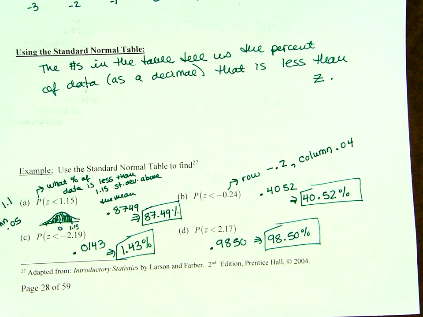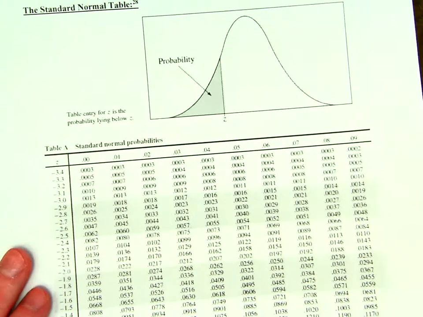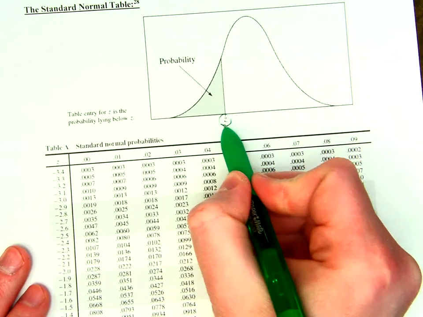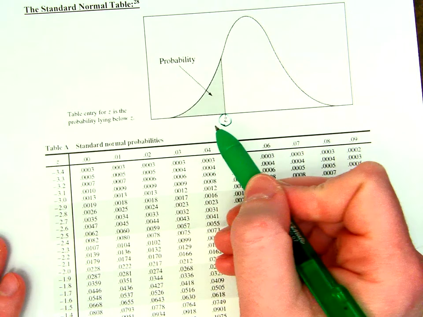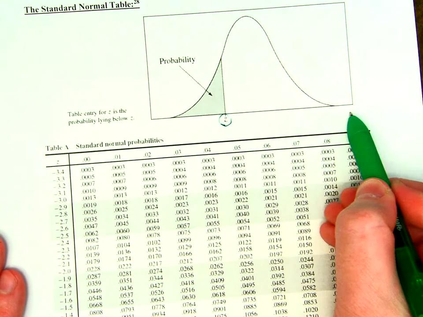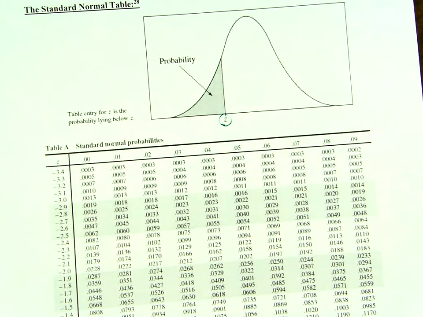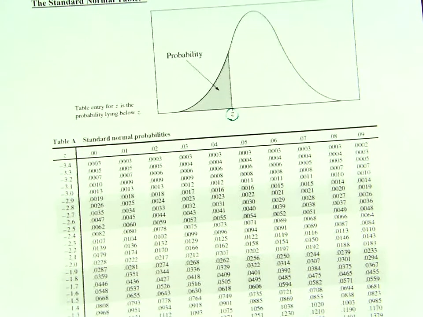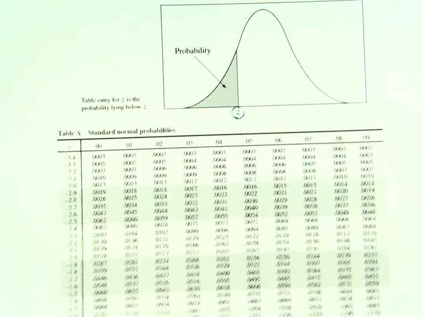So the whole point of that standard normal table was it told us what percent of data is less than some particular z-value. But sometimes I care about what percent of data is greater than a particular z-value, or maybe what percent of data is in between a couple z-values. We can still get this information from the table. It's just going to be a little bit more involved. So I'd like you to hold on to that table. We're going to come back to that in a moment, but I want to go on to page 31.